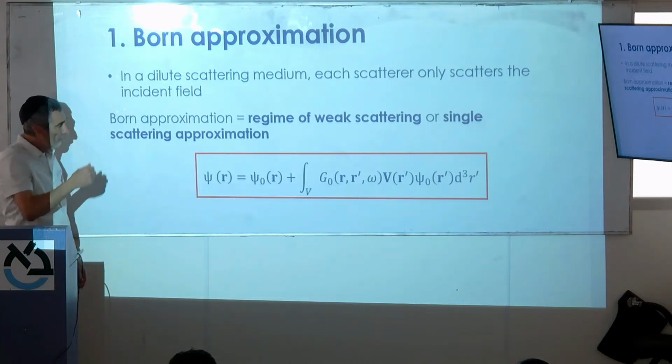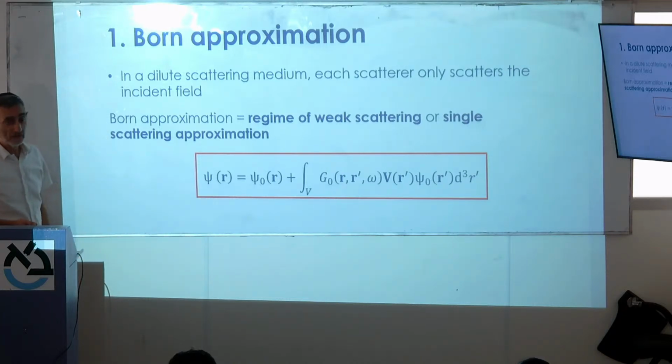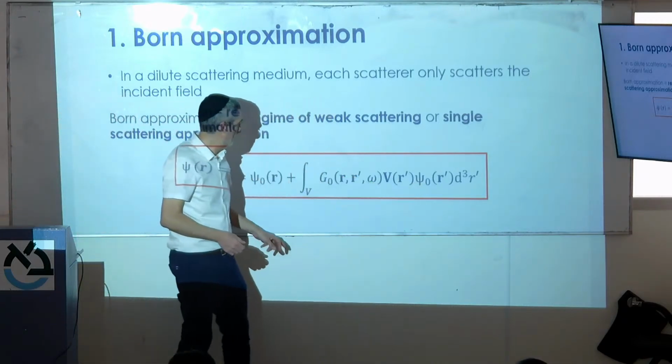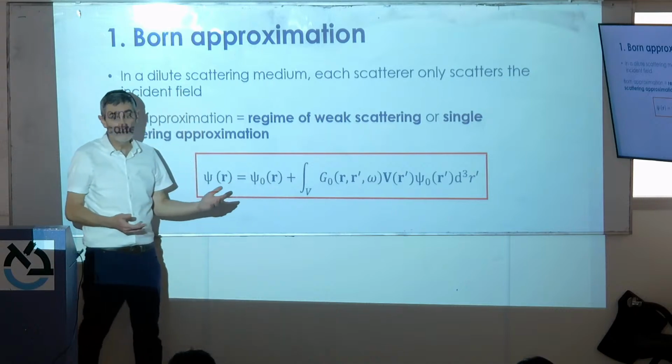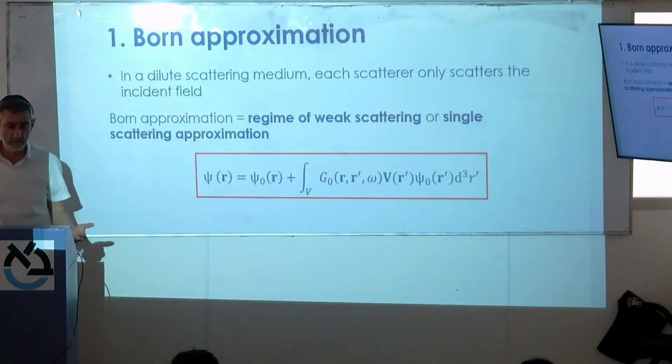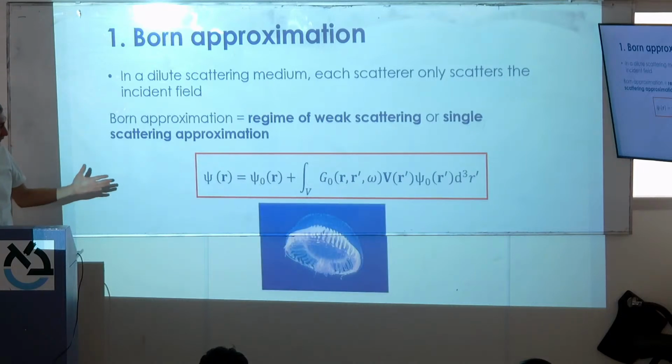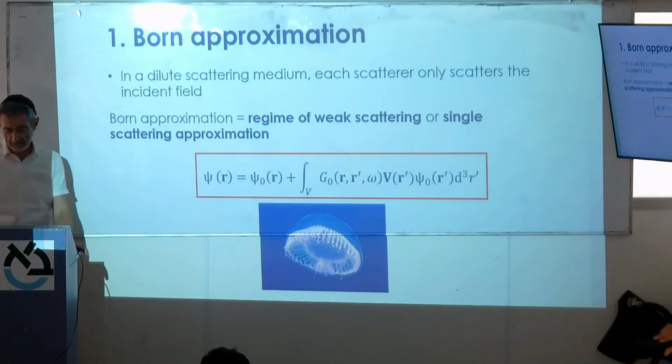In that case, you replace the field here by psi 0, the incident field, and then you simplify the problem. It's no longer a self-consistent equation. You directly have the total field in the problem. This is typically the case of a translucent object, like this one.